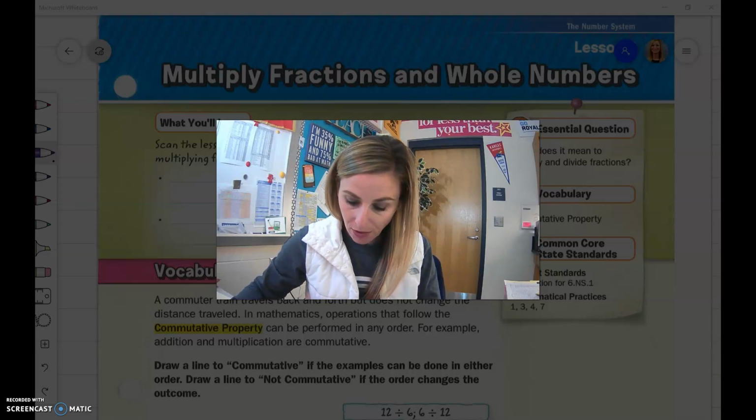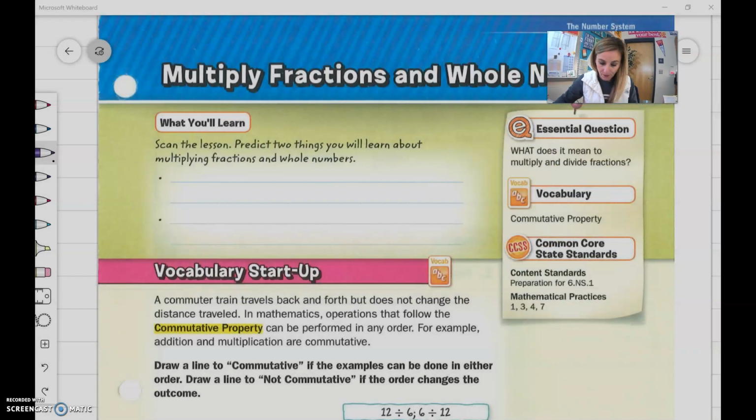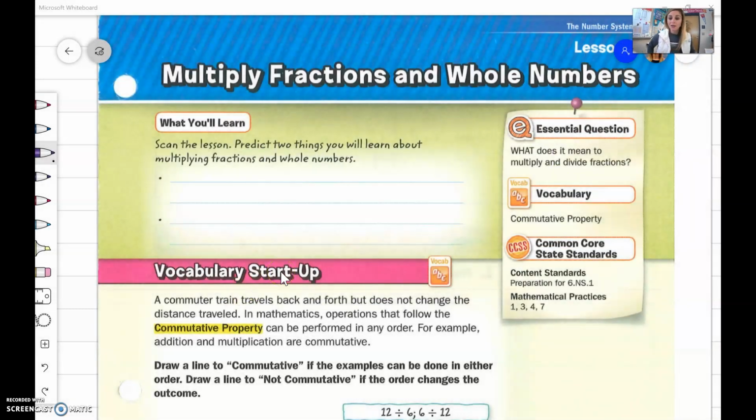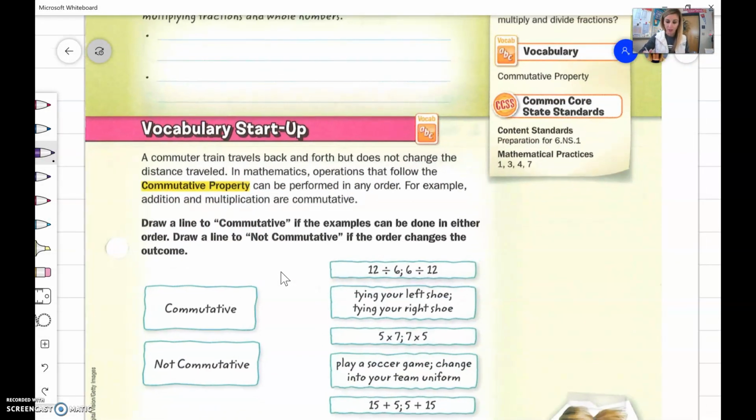Okay, so taking a look here, we're going to talk really briefly just about the commutative property. I'm not going to spend a lot of time on it as this is a review. But basically, the commutative property allows for the operation to be performed in any order.